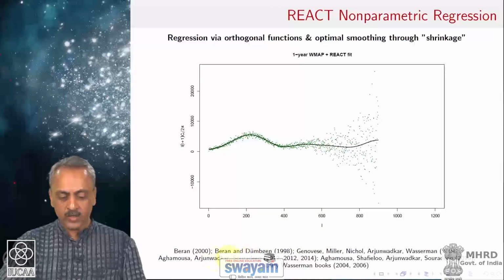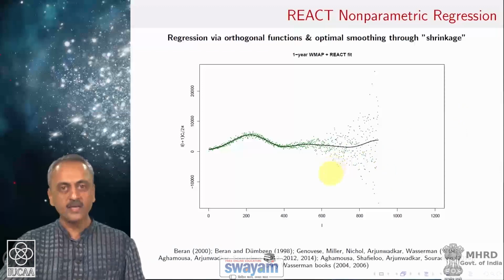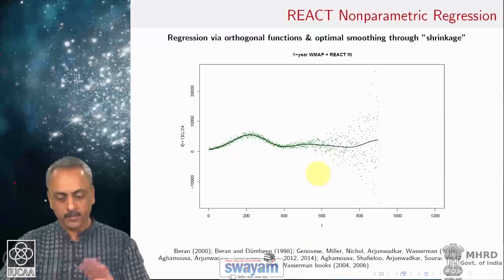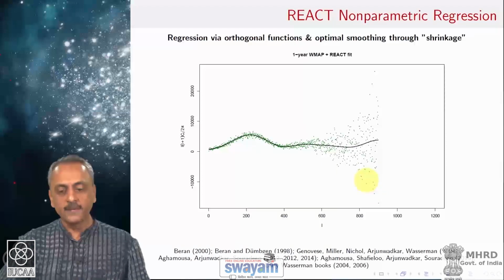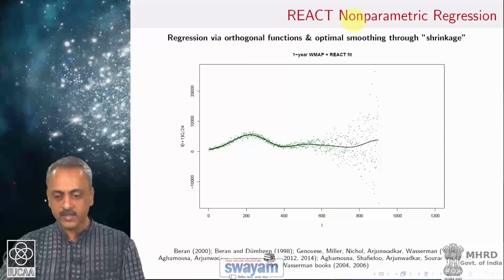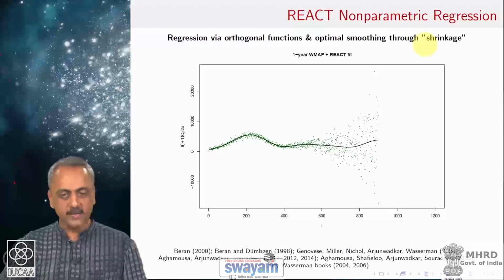The particular methodology which is explained in these papers does take care of heteroscedasticity, and also the fact that these data are correlated, and the correlation matrix or the covariance matrix is available from some other source, which is what we use in obtaining the fit. The fit is obtained through mathematical devices called orthogonal functions, and optimal smoothing is obtained through a process called shrinkage. This is roughly the description of the method.